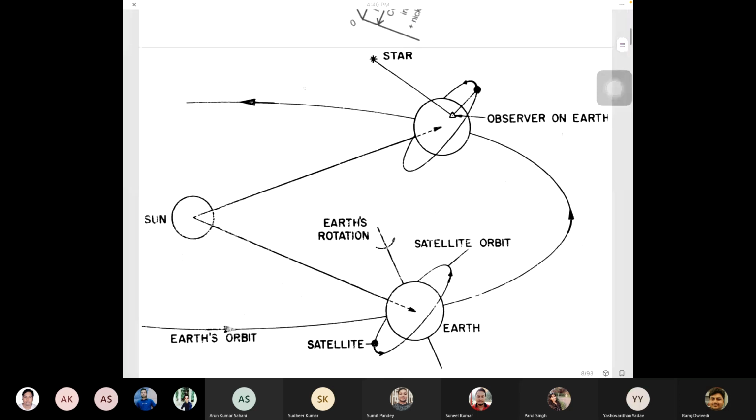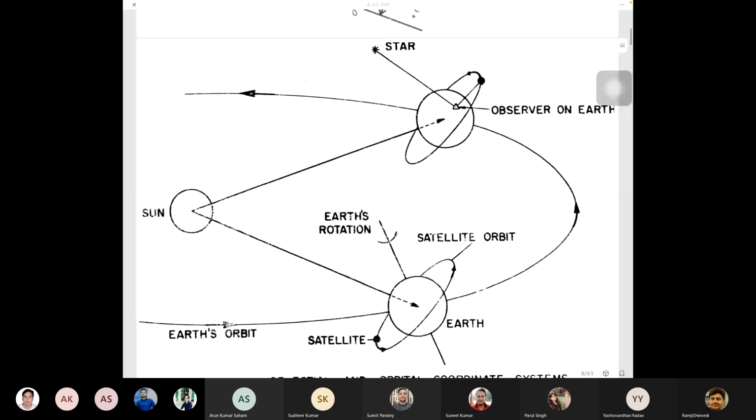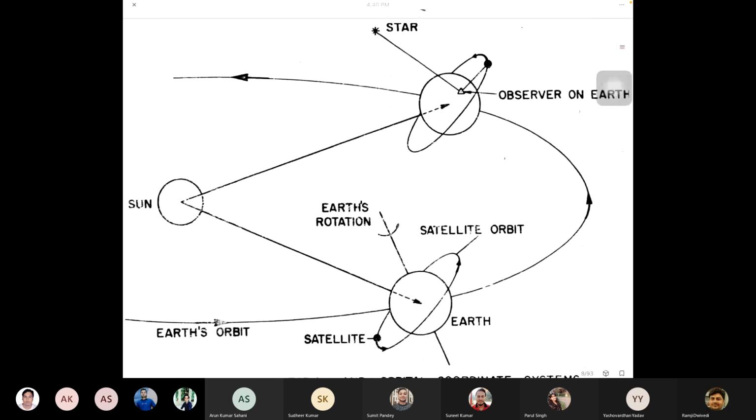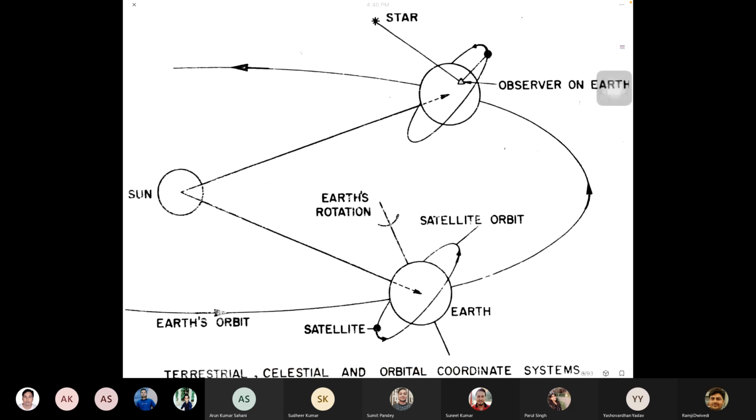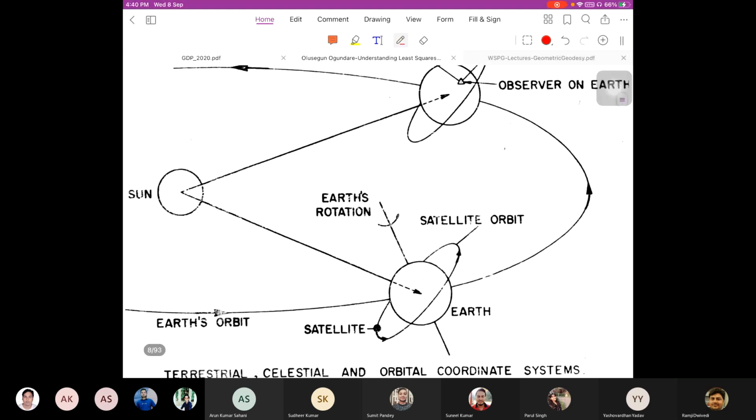Ultimately, this is a very good representation of Earth and Sun. You have this Earth, and in your Earth you have satellites which are orbiting the Earth. You are an observer at some place. This is your Sun. This is your Earth's orbit around the Sun.